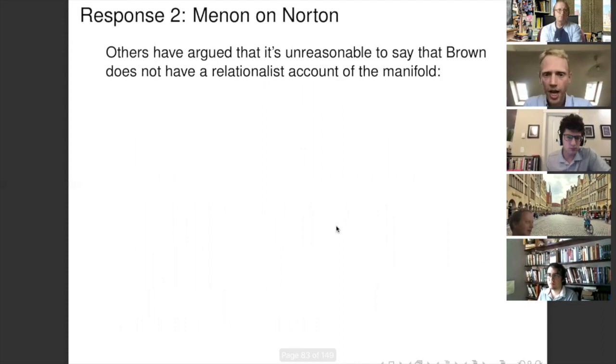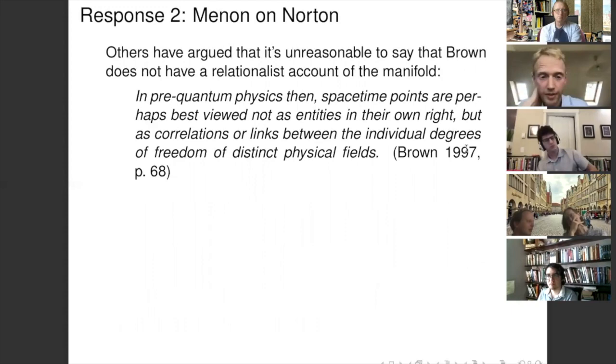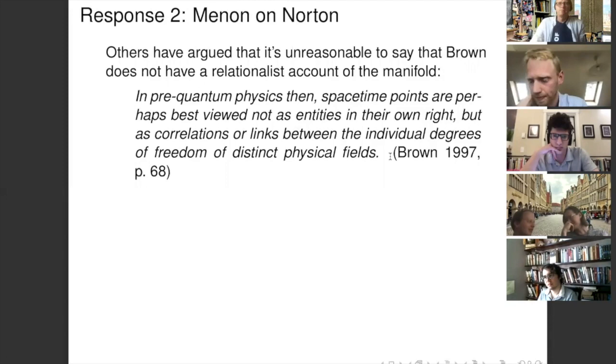But others have argued that it's unreasonable to say that Brown doesn't have a relationalist account of the manifold. So for example, in his 1997, so much earlier paper, Brown writes, "In pre-quantum physics then, spacetime points are perhaps best viewed not as entities in their own right, but as correlations or links between the individual degrees of freedom of distinct physical fields." So somehow, in a way which deserves more detail, Brown in fact does want to get rid of the manifold.